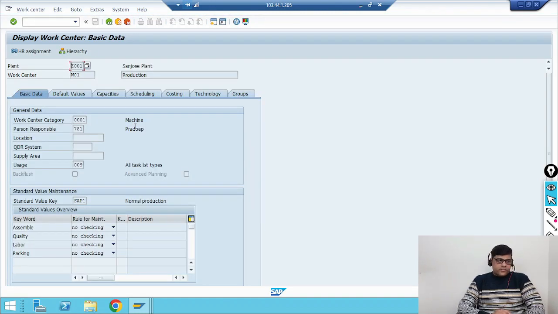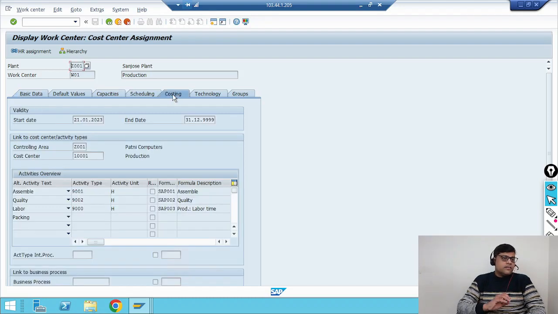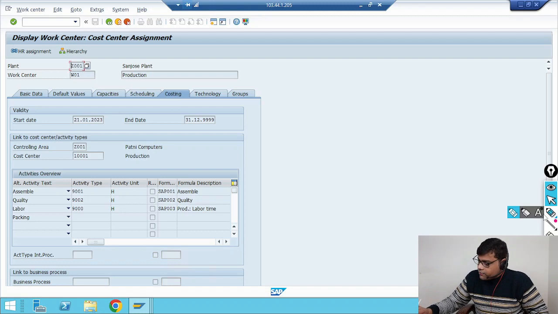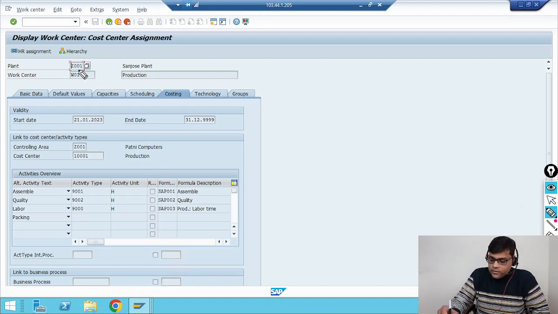Now this is one work center. Again, it will be created in the PP module, or we are going to get this from the PP consultant. They will design this one, then check this tab. Here you can see a couple of activities. This is my work center. This is my plant. Under this is my work center. Then we have the cost center. This is my cost center, and these are my activities.